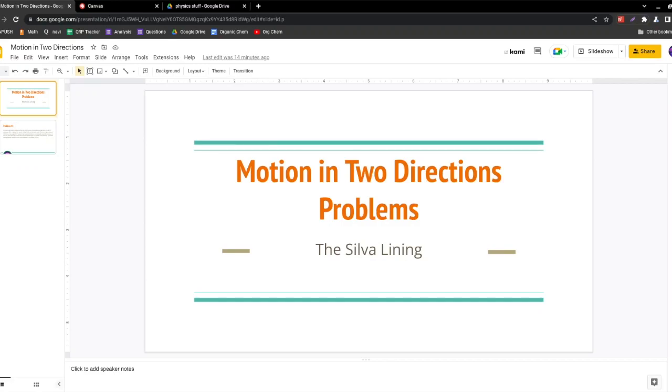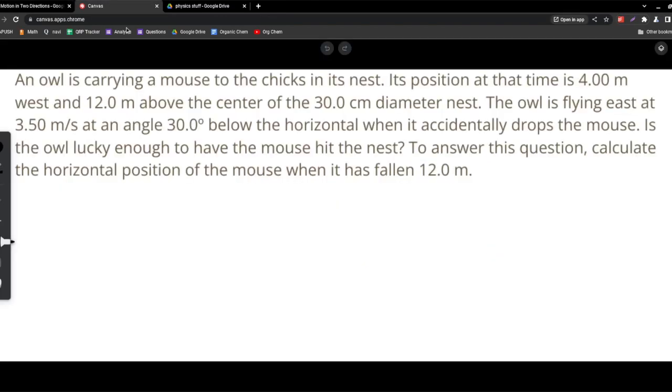And here is our motion in two directions problem, and it's basically a projectile motion problem that I stole from the AP Physics 1 textbook. So let's look at it.